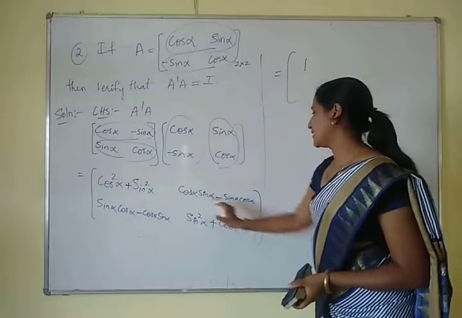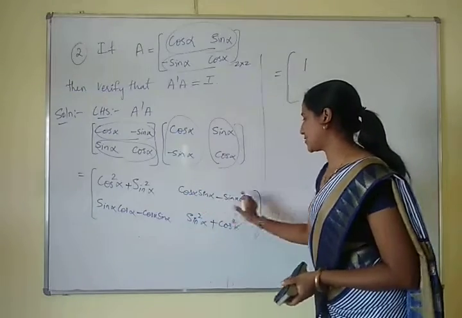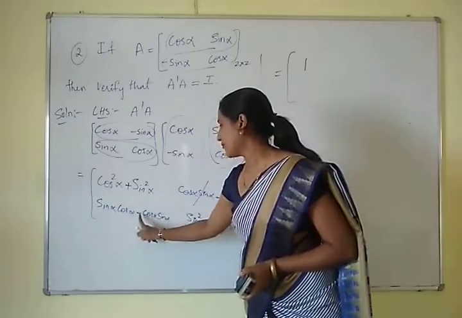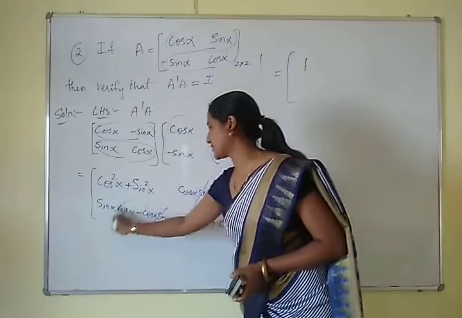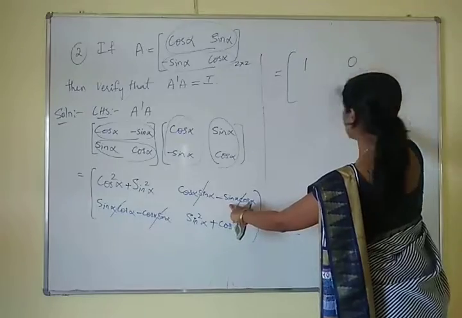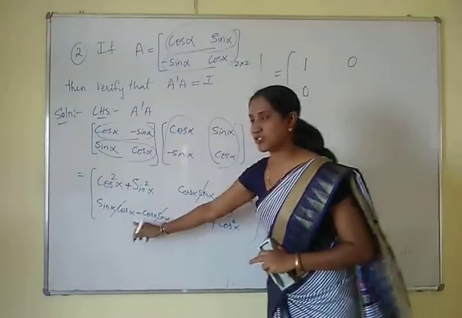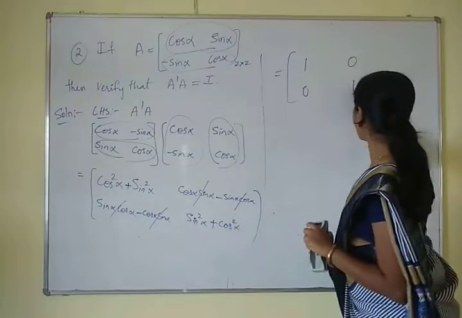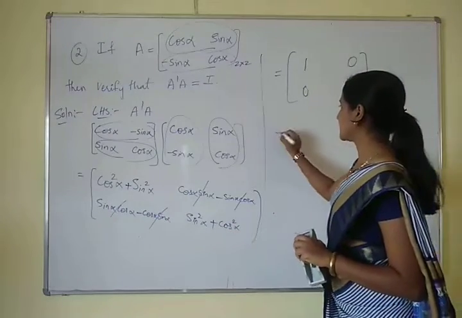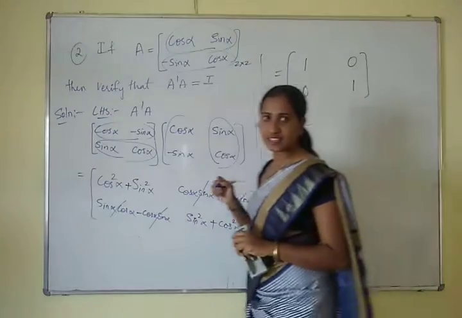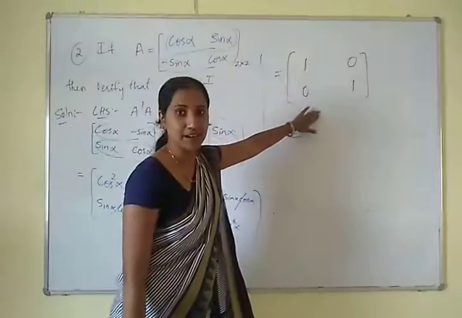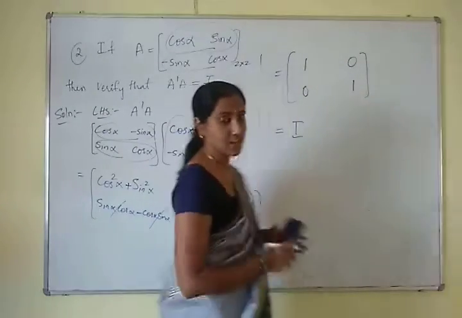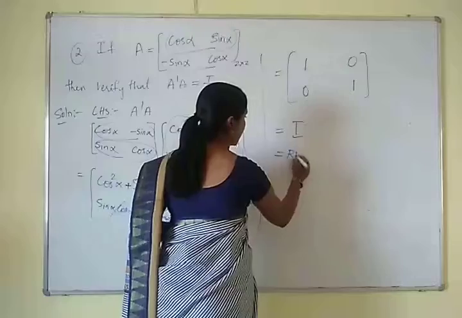Now here, this is the same. So this 1 is plus, 1 is minus. So I'll cancel this. Same here. This is the same. 1 is plus, 1 is minus. So cancel this. So this is 0. This one is also 0. The last one: sine square alpha plus cos square alpha is equal to 1. So this is nothing but I. Isn't it? So this is our identity matrix, because the principal diagonal elements are equal to 1 and the rest all are 0. So this is nothing but RHS.